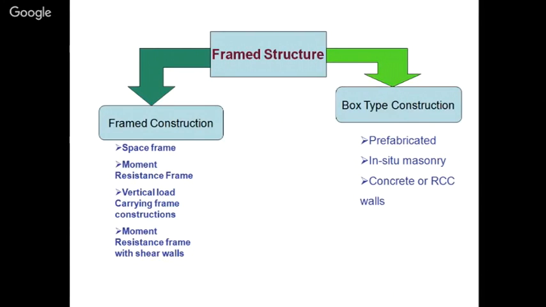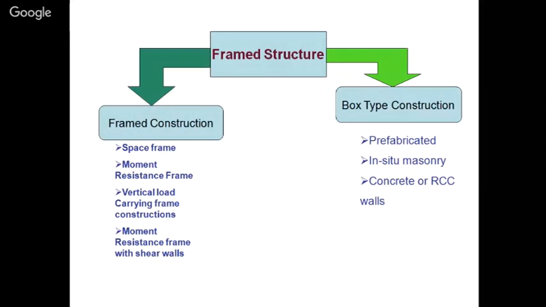Frame structures, we have frame construction, space frame, moment resisting frame, vertical load carrying frame constructions, moment resistant frame with shear walls. This category is based upon how you are designing your buildings, that what part of your building is contributing in resistance towards the earthquake load. If you are designing a frame structure along with a shear wall, so what proportion of the lateral load you are contributing towards the resistance of frame structure and towards the resistance of your shear wall? What is the proportion which you are allocating to the shear wall, and what is the proportion that you are allocating to the frame structure?